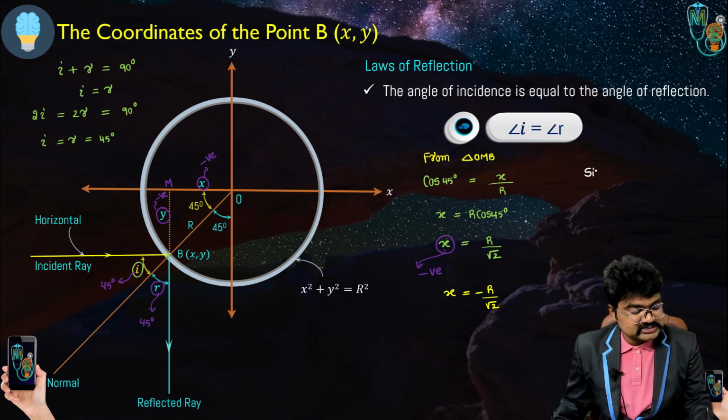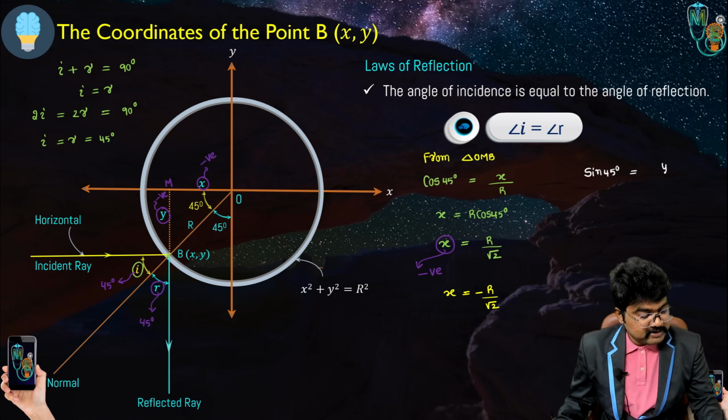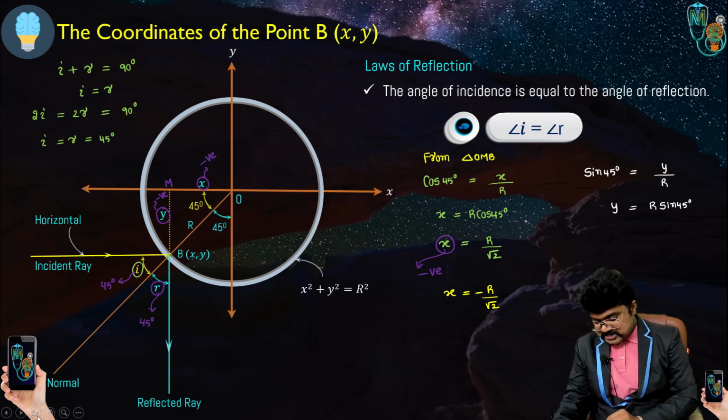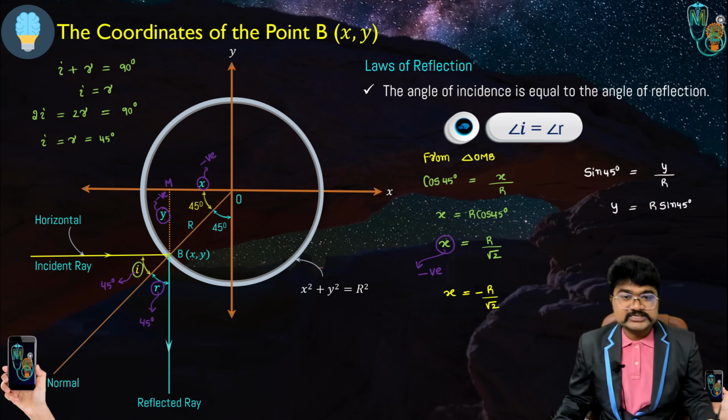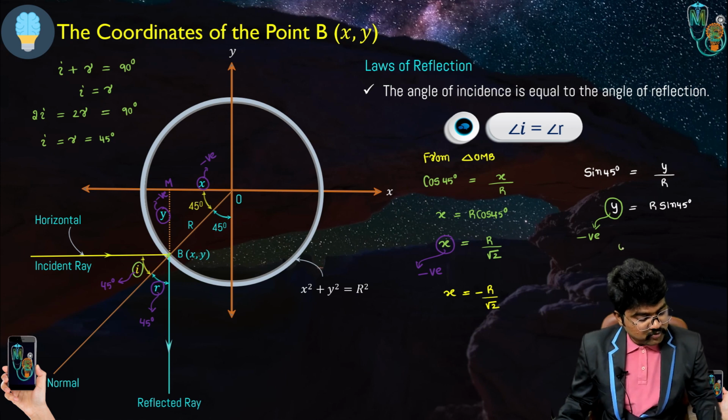Sin 45, if you get some experience, you can easily write. Sin 45 equals to how much? Sin 45 is Y by R. Y equals R sin 45 degrees. Here what is Y? Y also negative. So here Y equals minus R by root 2.